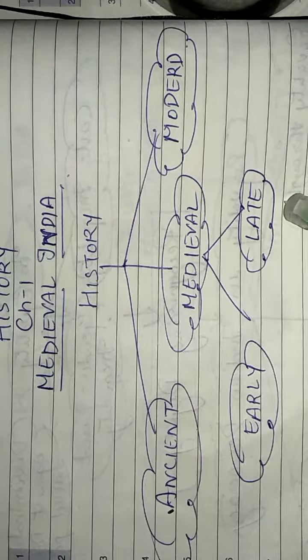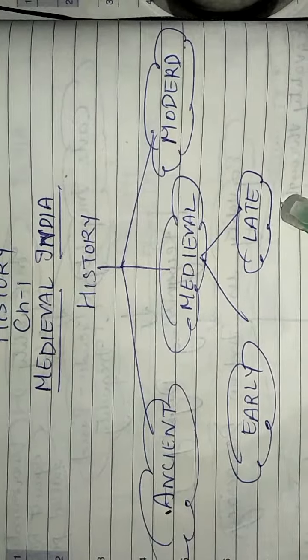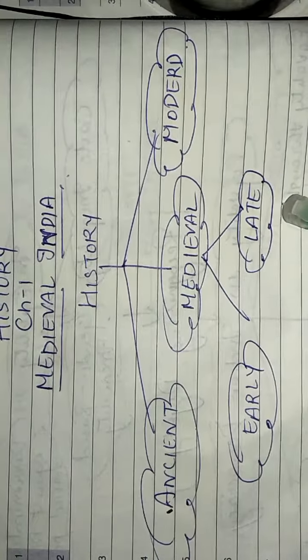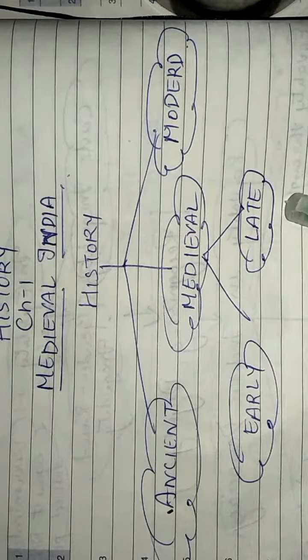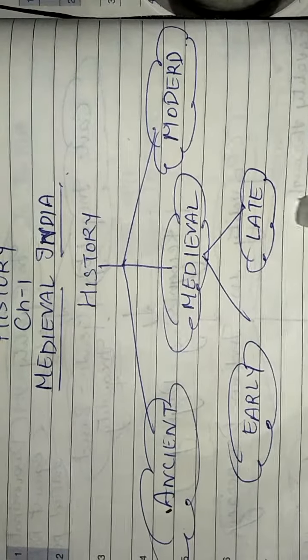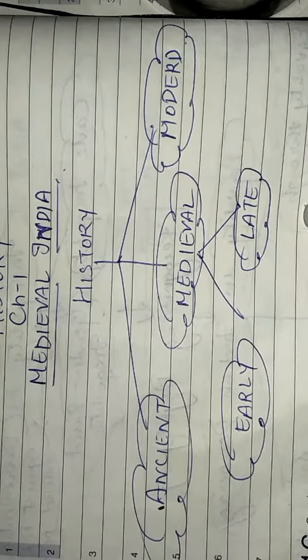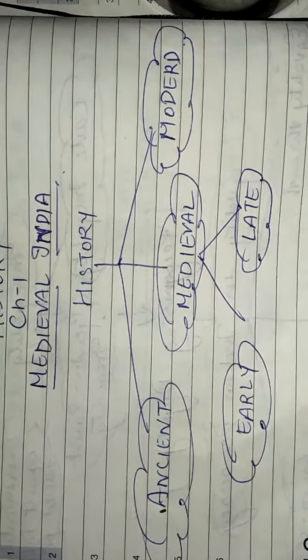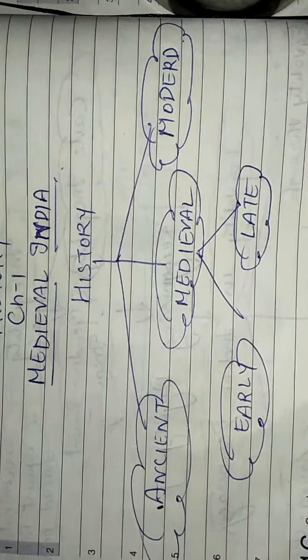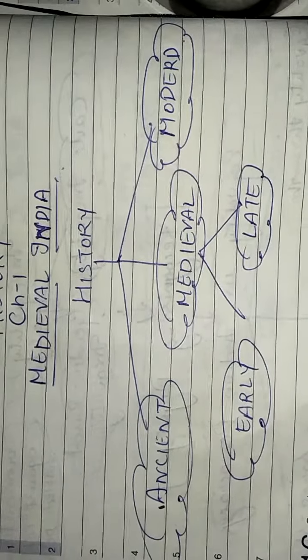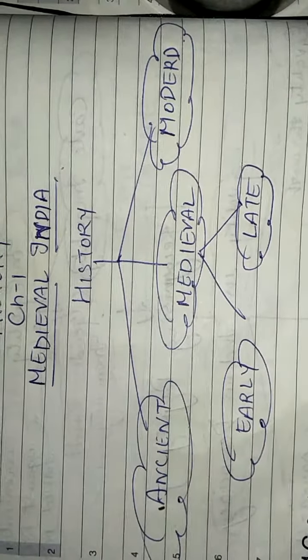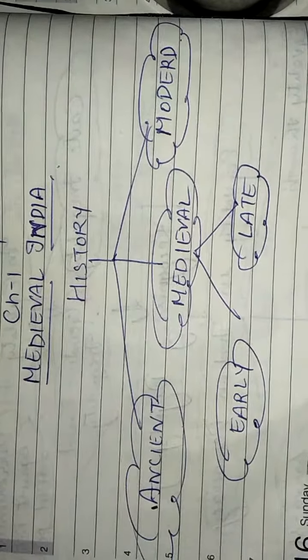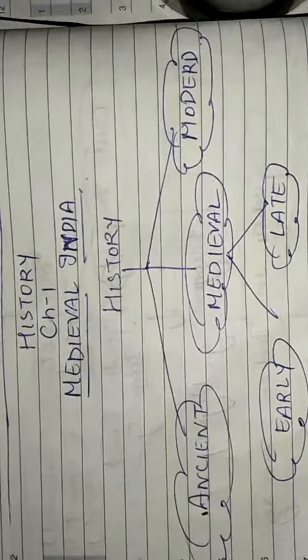But the later medieval period ranges from the 13th century to the 18th century, that is from 1200 to 1750 AD, and the rulers who dominated in this period are Turks, Afghans, and Mughals. So we can see basically the Muslim rulers dominated the later medieval period of history. Therefore, this later period especially is known as the Muslim period of medieval history.